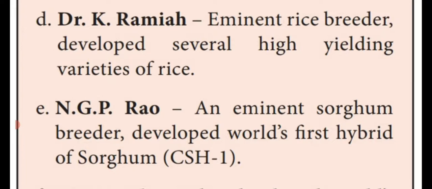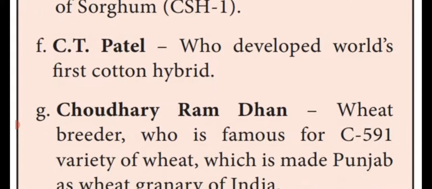So developed world first hybrid sorghum CSH1. Underline the word. It's a very much important one mark question. World first hybrid of sorghum was developed by N.G.P. Rao.